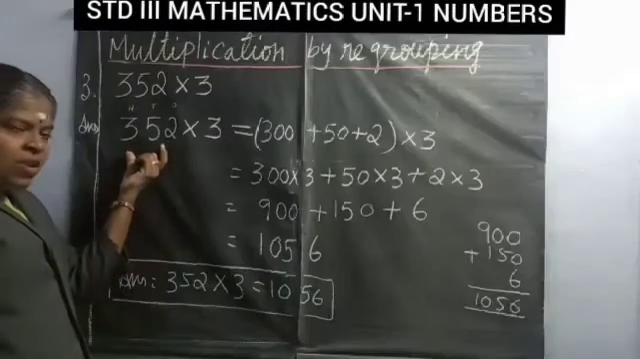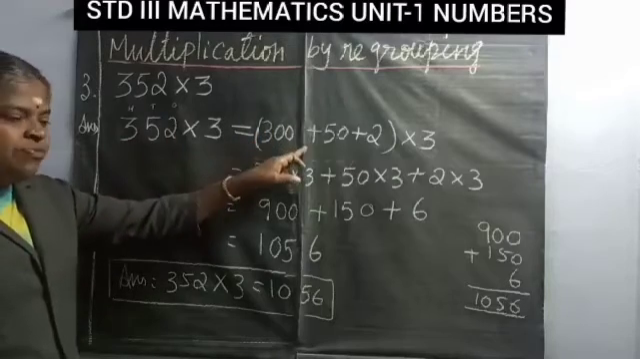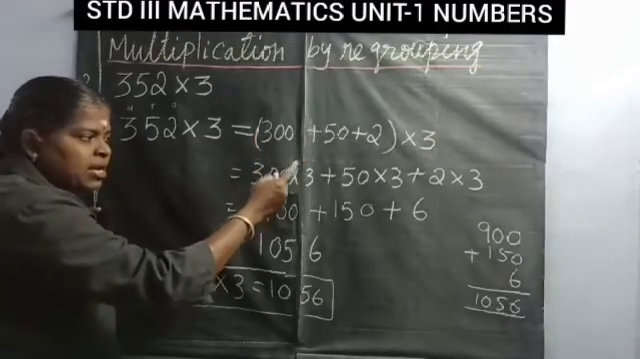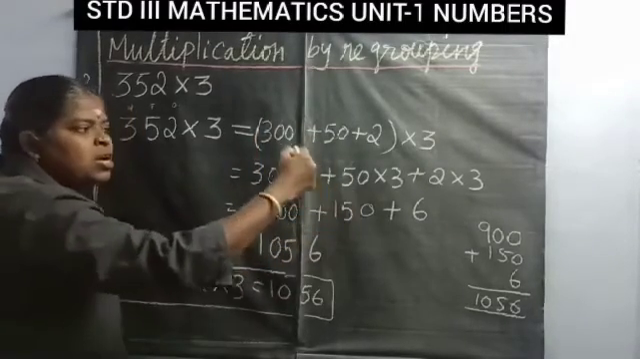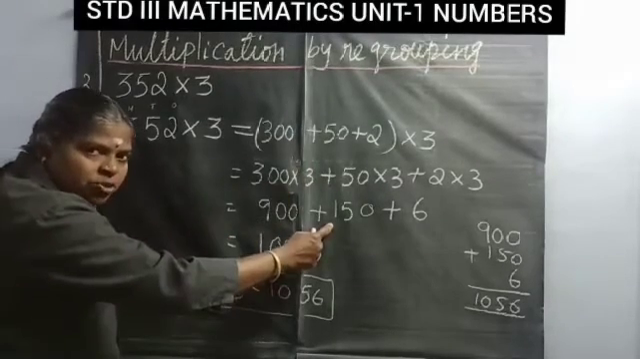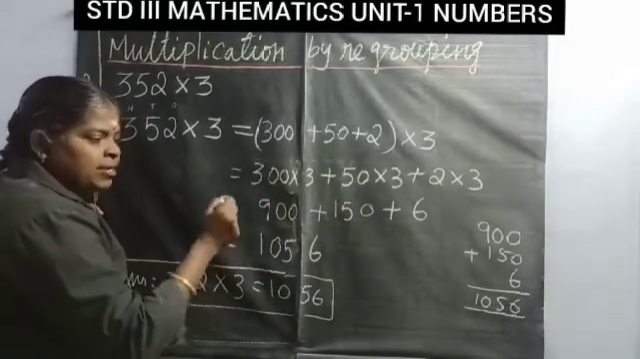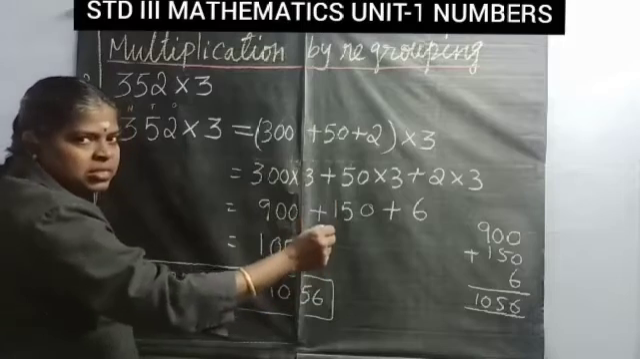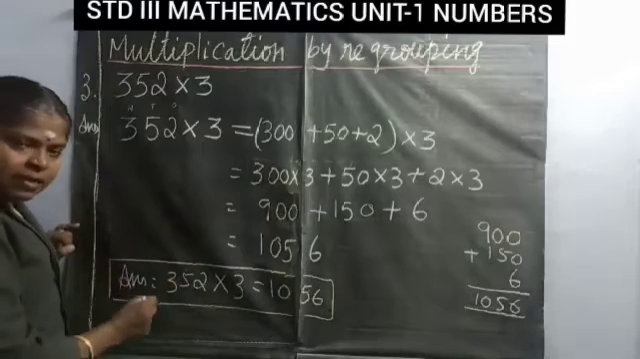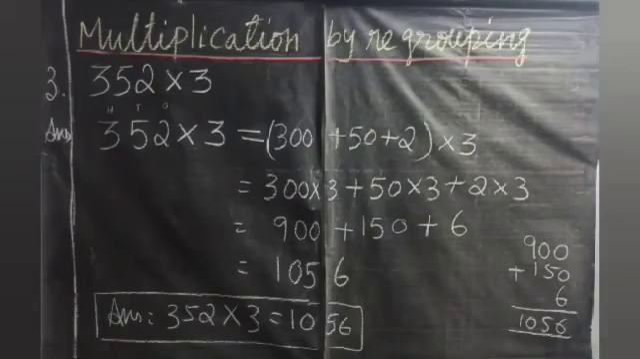First we have to regroup the 3-digit number. 300 plus 50 plus 2 into 3. After that we have to multiply 300 into 3, 50 into 3, 2 into 3. 300 into 3 is 900, 50 into 3 is 150, 2 into 3 is 6. We have to add 900 plus 150 plus 6. So we will get 1056. So answer 352 into 3 equal to 1056.